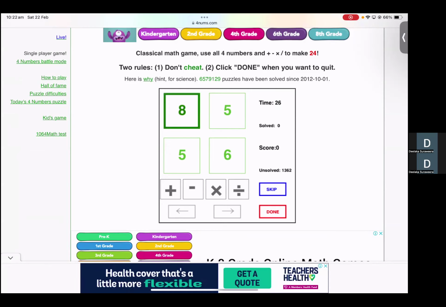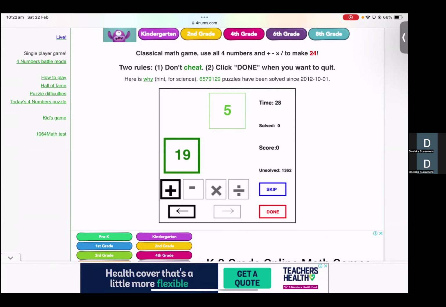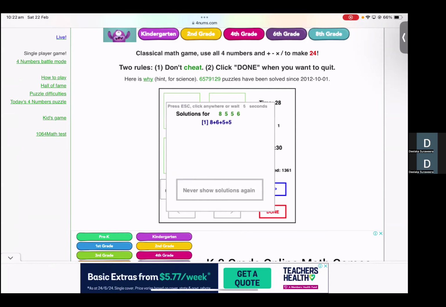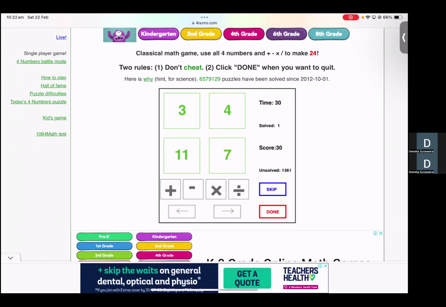For example, this one is pretty easy because you can just add all four numbers. So it's 24. That's like the only way. And apparently that's the only solution. Don't press never show solutions again, otherwise we'll know. Okay. Got it. Damn it. You're a sweat.